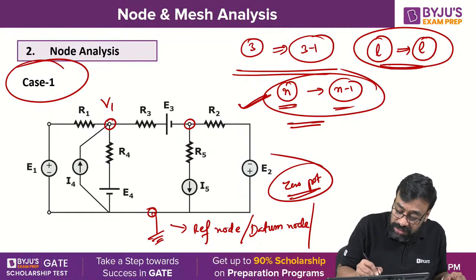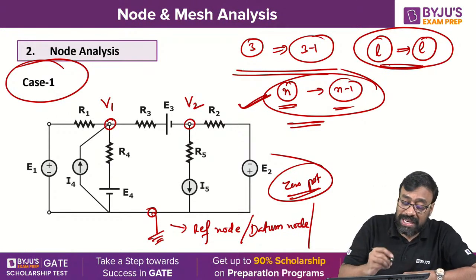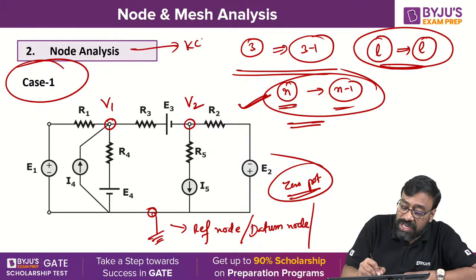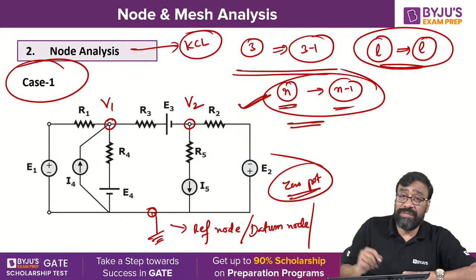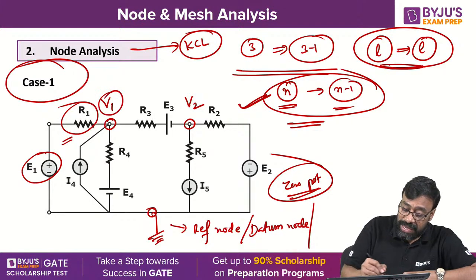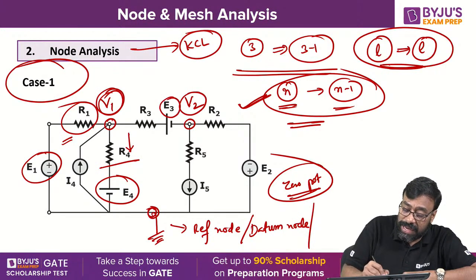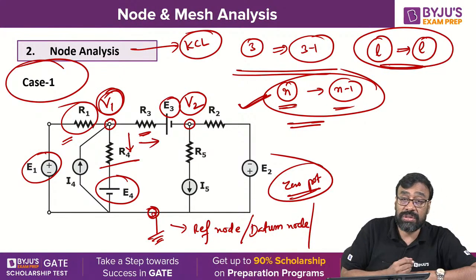Now tell me here. If I take V1 and V2, then I should write the equations. Node analysis deals with Kirchhoff's current law. I need to find the current through each and every branch. What is the current flowing through this branch? (V1 minus E1) by R1 is the current. (V1 minus 0 minus E4) by R4 is the current flowing through this branch. (V1 minus V2 minus E3) by R3 is the current flowing through this branch.